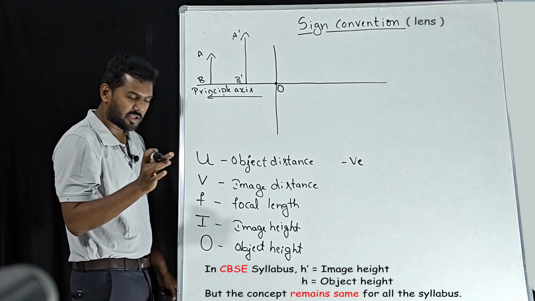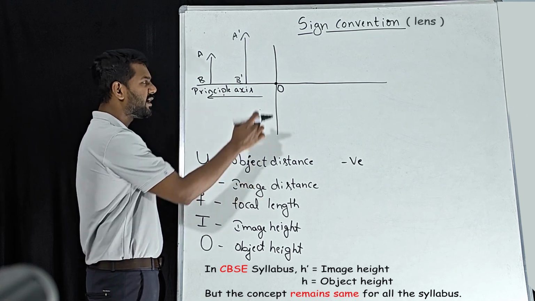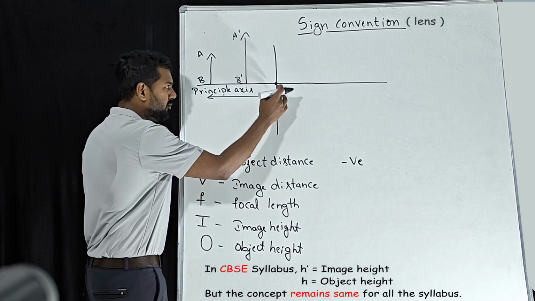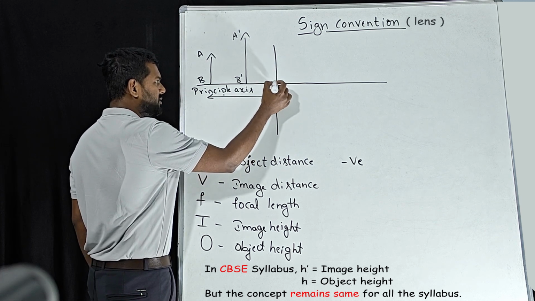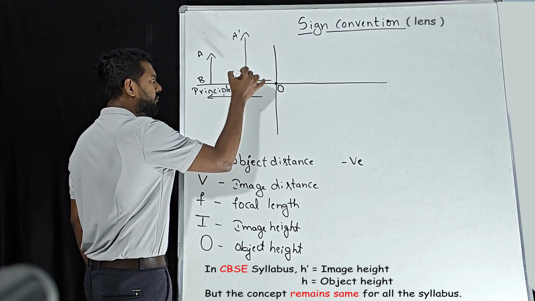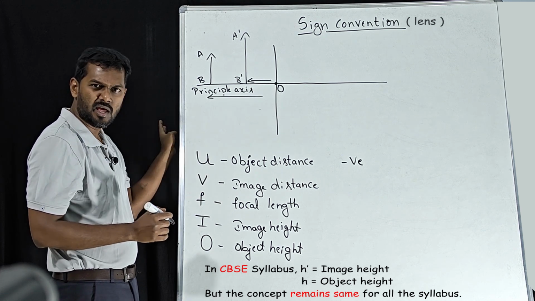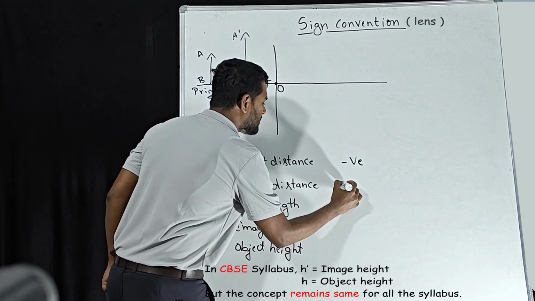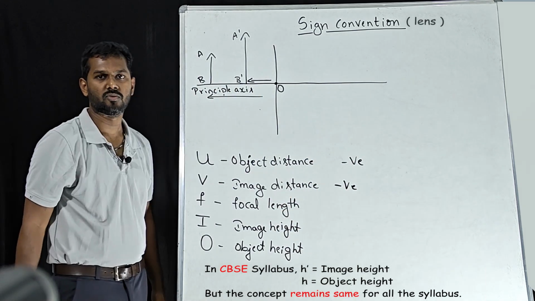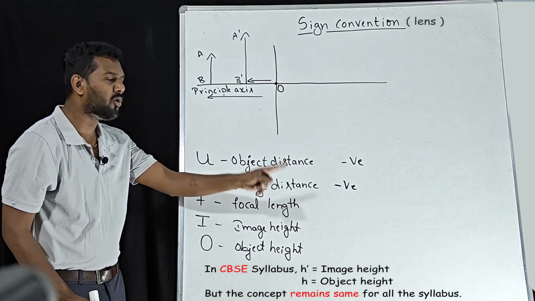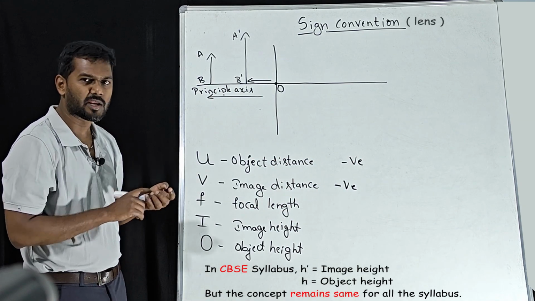Next, where is the image? This is the image. Image distance also is calculated from the optic center. From the optic center till the image, correct? So again it is towards the left side. Image distance is also negative. For this example, both are negative.